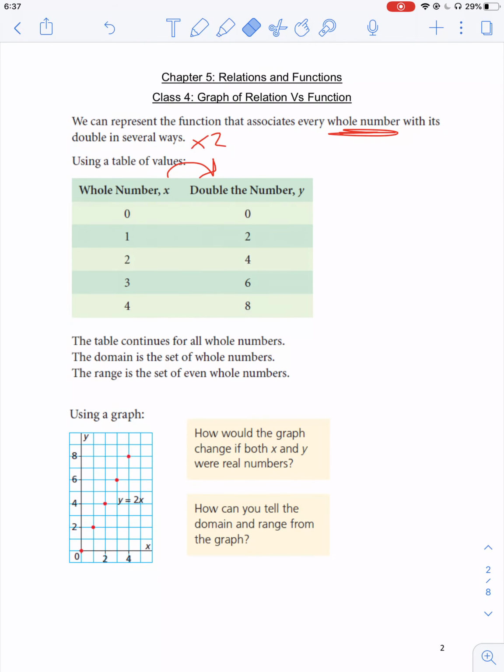Now, obviously, the table continues forever, right? So you can go to 5 and then 6 and then 7. So the table continues for all whole numbers, but you don't have to draw the whole table. So that gives you an idea of what we're talking about. The domain, right? This is your domain.